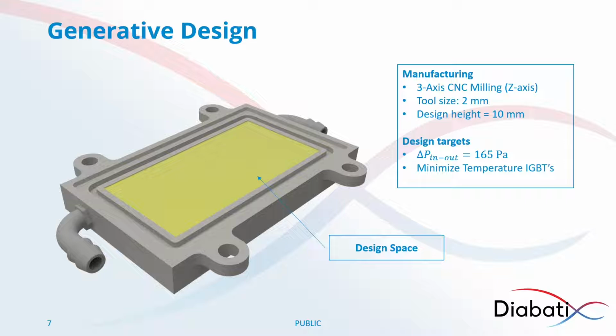This case will be manufactured by 3-axis CNC milling, so we also need to enter the parameters of that later on in the system. In this case, we will have a tool size of 2 mm, and the design height is 10 mm. So this corresponds to the depth of the CNC milling. Beside that, we also have a pressure loss constraint, meaning that the maximum pressure loss between inlet and outlet is set to 165 Pascal, and the goal in this generative design run is to minimize the temperature of the IGBTs.